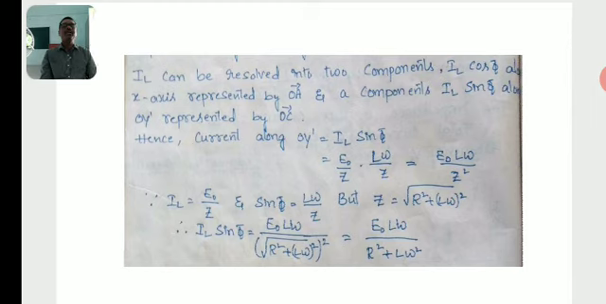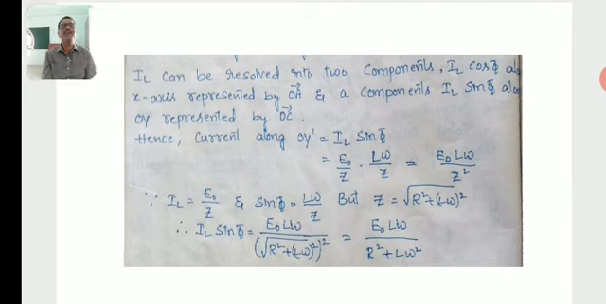IL can be resolved into two components: IL cos phi along the x-axis, represented by OA, and a component IL sin phi along OA dash, represented by OC. So look here, IL makes an angle phi with the x-axis and can be resolved into two components, one along the x-axis and one along the y-axis: IL cos phi along the x-axis and IL sin phi along the y-axis. They are represented by OA and OC respectively.